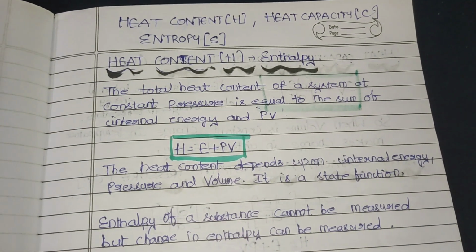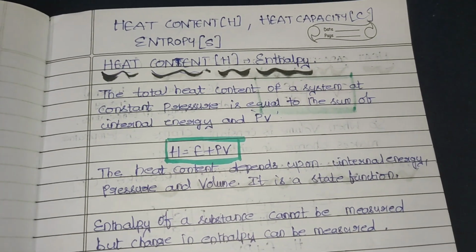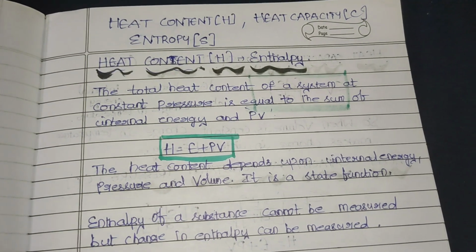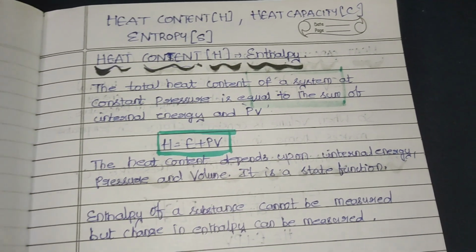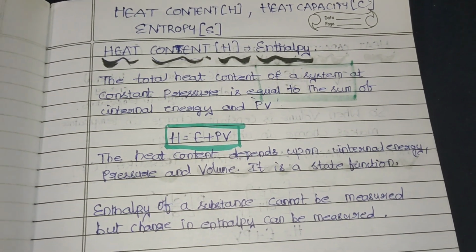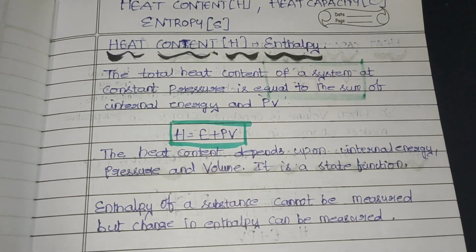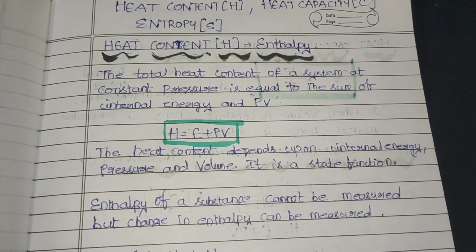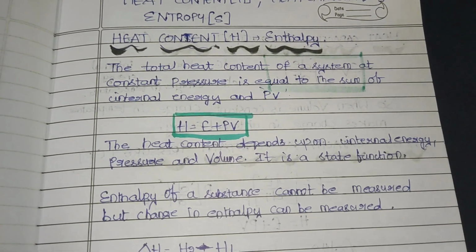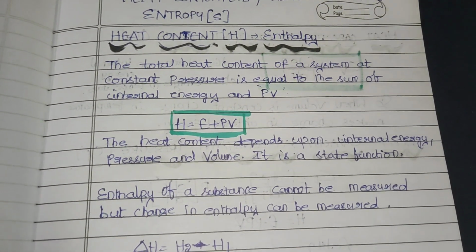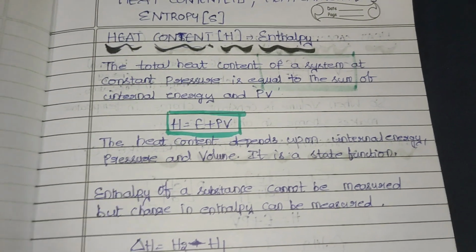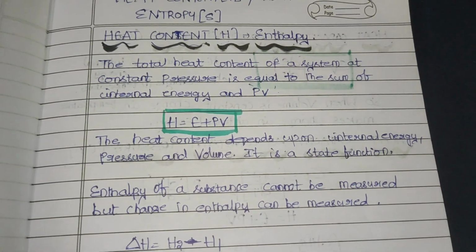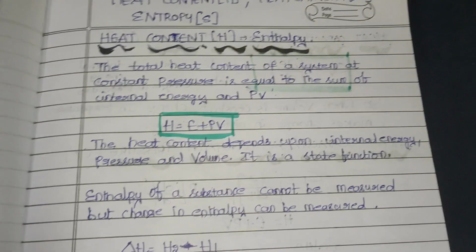The total heat content of a system at constant pressure is equal to the sum of internal energy and P into V, where P is the pressure and V is the volume. So when the pressure is constant, we are not changing its pressure, then it is equal to the sum of the internal energy, the energy which is present inside it, plus pressure into volume, the volume it occupied. So H is equal to E plus PV.